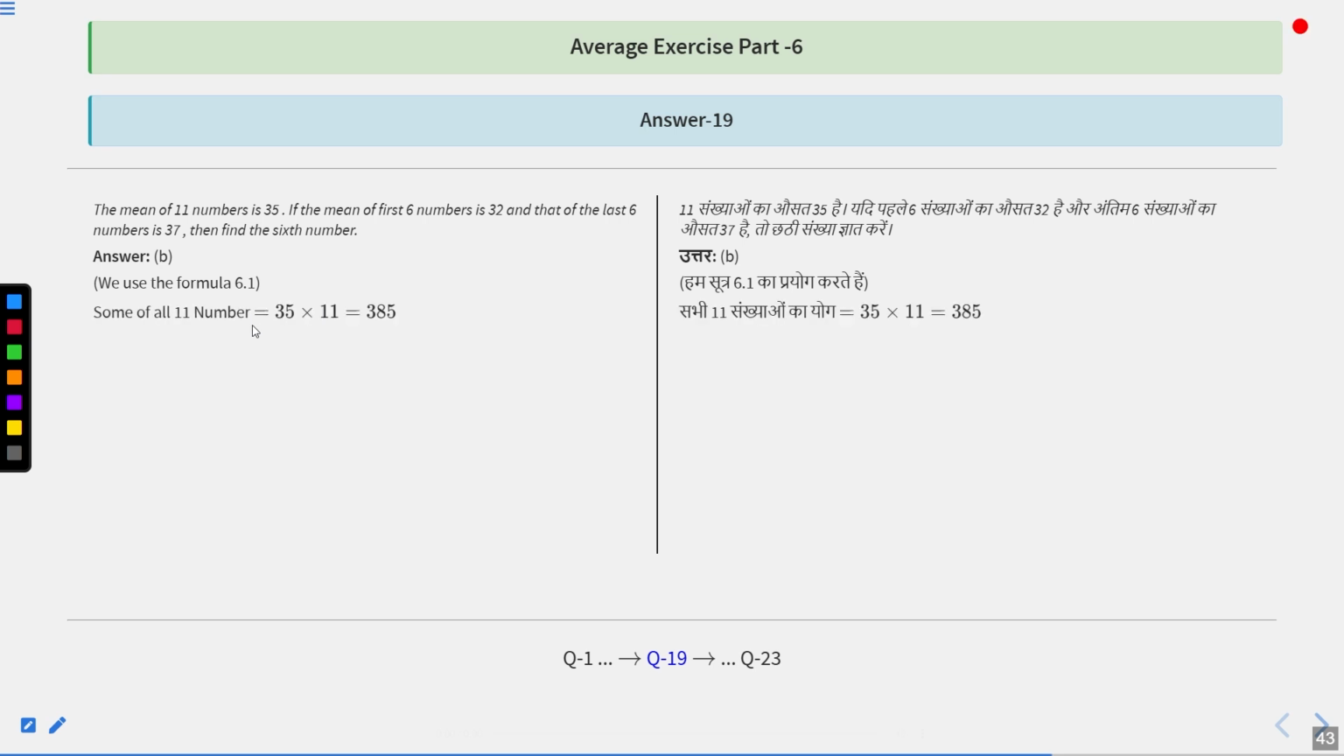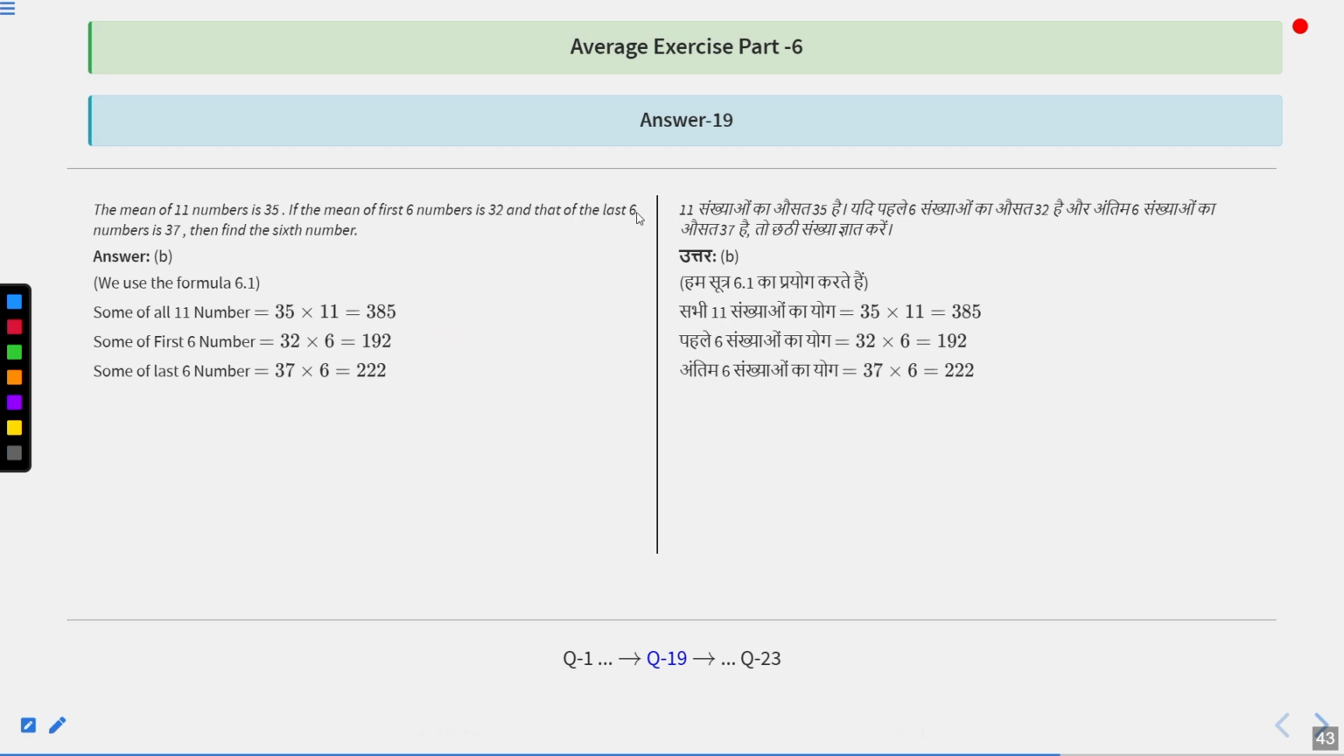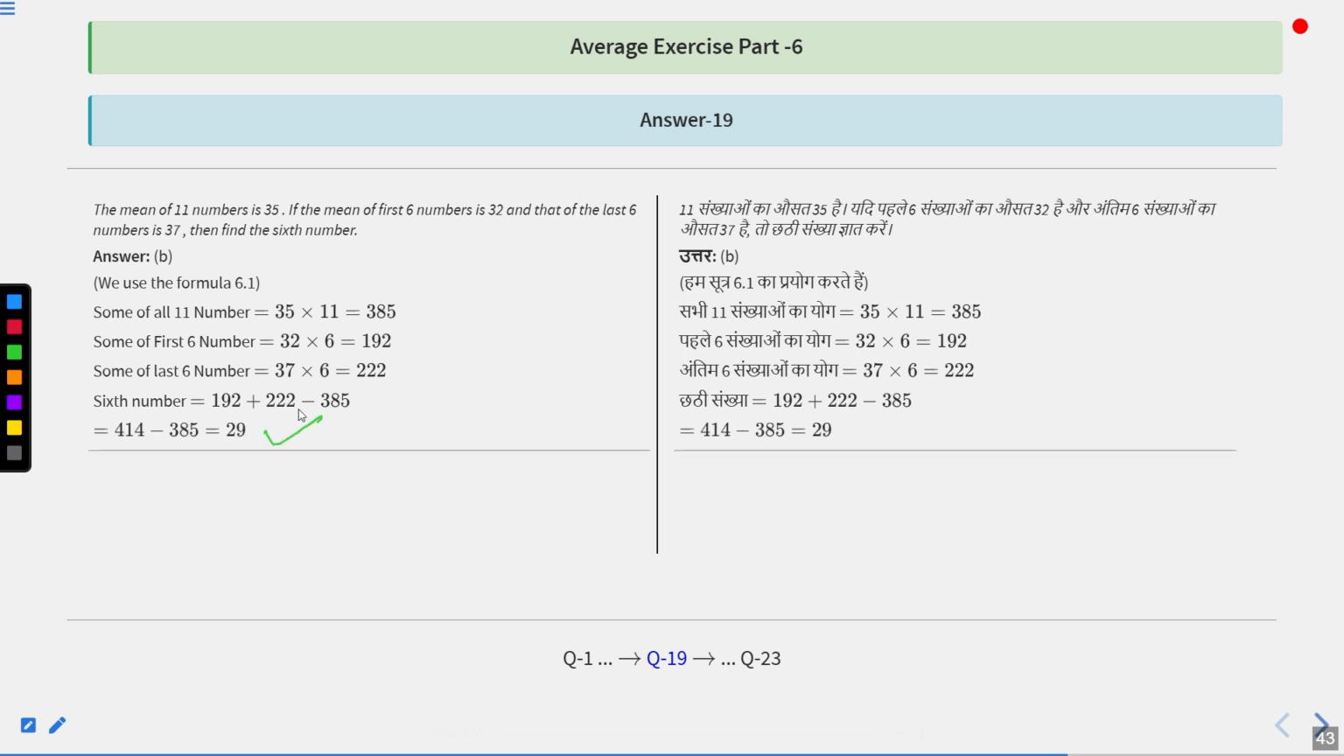We use the formula. So the sum of all 11 numbers becomes 35 into 11, which is 385, because mean means average. So the average of 11 numbers is 35. So it will become 385. Now the question says the mean of first 6 numbers. So we can calculate the sum of first 6 numbers, which is 32 into 6, becoming 192. Same way, for the last 6 numbers, the sum is 37 into 6, which becomes 222. So what will be the 6th number? First we add these two numbers and subtract this number. So 192 plus 222 minus 385 will become 29. So the 6th number is 29.